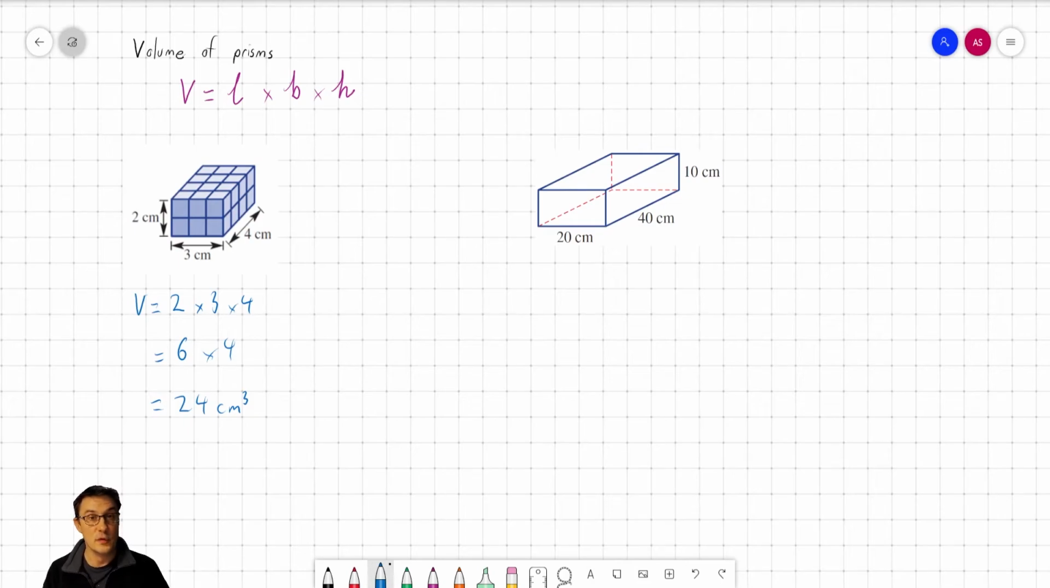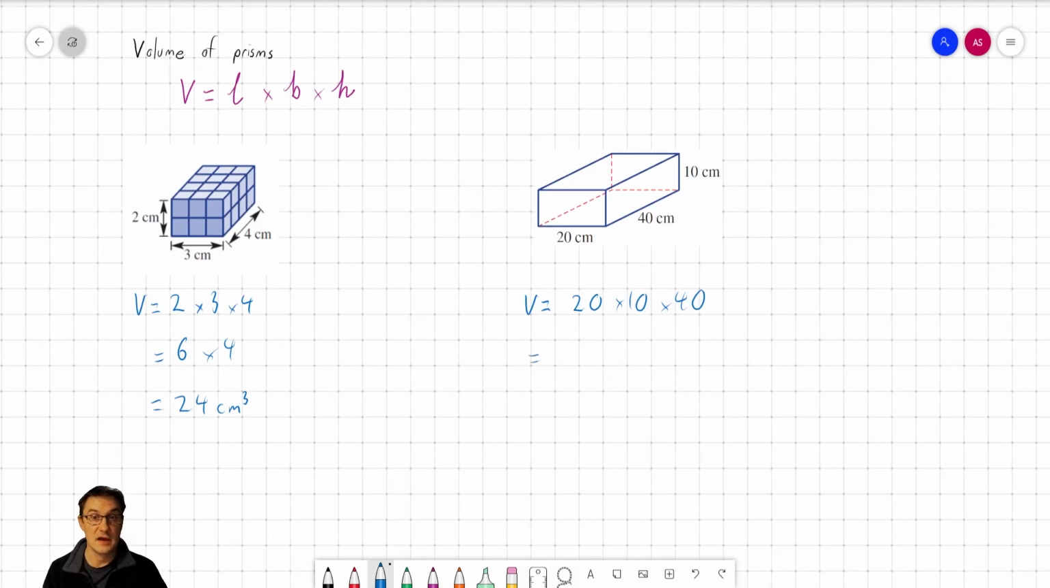Now, in this next example, we don't have the cubes to work through here. What we do have is some measurements we can work through. So we can just rely on doing the working out in this instance. So what we need to do is multiply each of these numbers together. So it's going to start by doing 20 times 10 times 40.